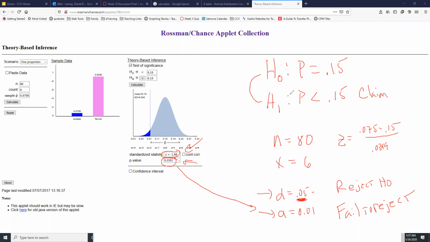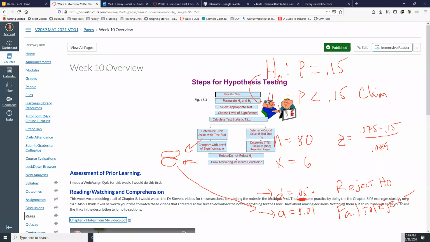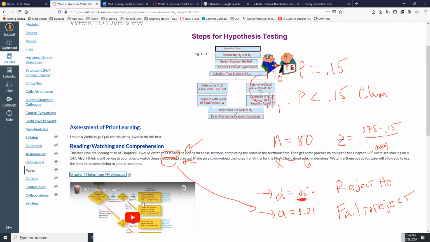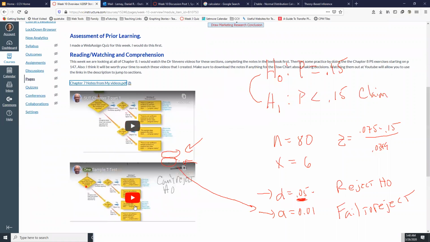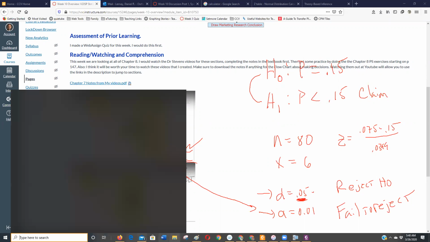Let me pause this video and pull up that spreadsheet for you. Dr. Stevens does this one way, and it's very similar. I just want to show you this flow chart. So just to point out where I found this, I'm in Canvas, on the modules, week 10, and you see this chapter 7. Here's my video, basically where I walk you through all these applet uses, and I do it all for proportions and the one sample t-test. And this is a set of notes that I have, and I'll just open those up here if I can find them. Just a minute here.